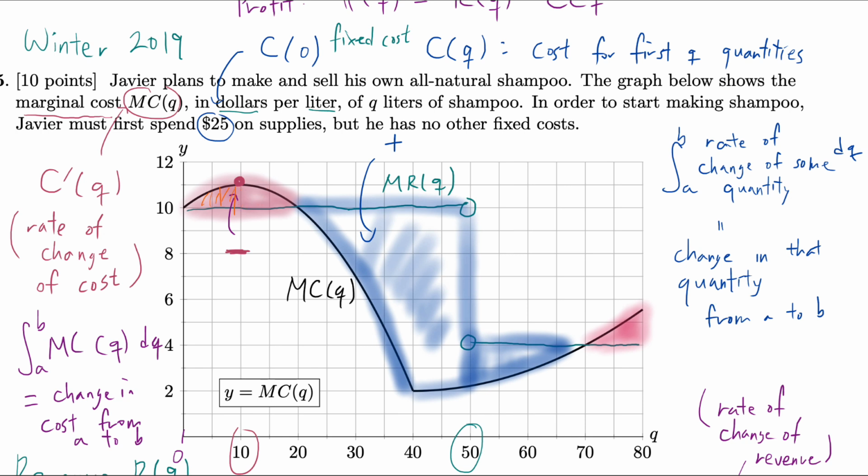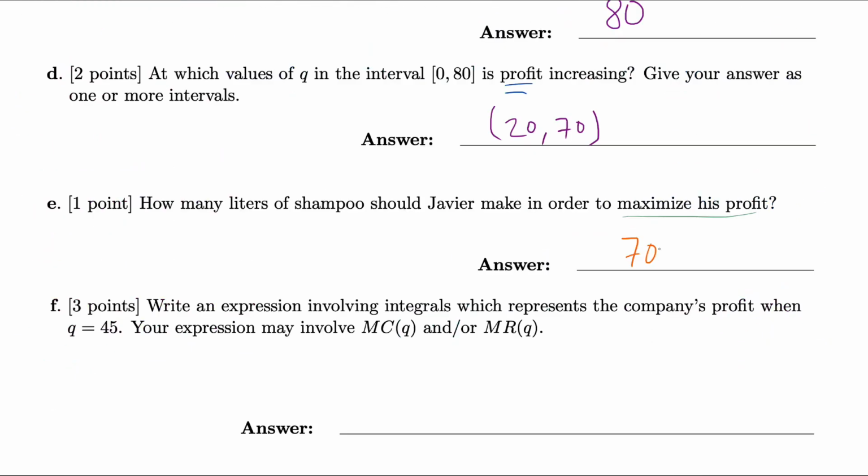So now the question is, what quantity do we want? What Q do we want for us to maximize the signed area? I'm saying the signed area in the sense that area is always positive, but sometimes you treat it with a negative sign, or sometimes you treat it with a positive sign. So where should we stop? Well, clearly, the area here more than compensates for the negative area here. So the place to stop is clearly at 70. So at this 70, your profit is maximized. So the answer we get, part E, is 70.